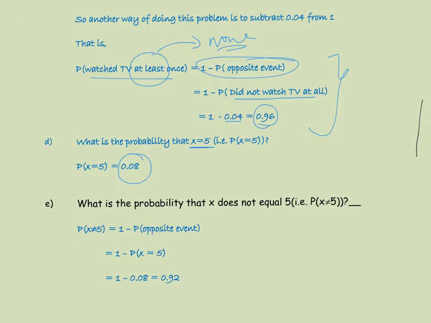What is the probability that x does not equal 5? So does not equal 5 is the opposite of equals 5. So the probability that x does not equal 5 is 1 minus the probability of the opposite event. So that would be 1 minus the probability that x does equal 5, and that would be 1 minus 0.08, which is 0.92. So that's just another example of where we can use the rule of complements. That's what it's called. The probability of a certain event is 1 minus the probability of the exact opposite event, or the negation of that event.